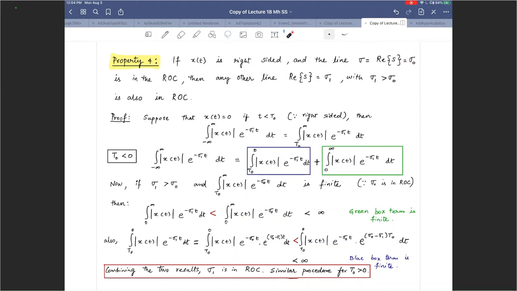So the property is, if x of t happens to be a right-sided signal, that means that it is bounded on the left, and there is a line sigma equals sigma sub 0 in the ROC, then any other line sigma 1 with sigma 1 greater than sigma sub 0 is also in the ROC. All of this means one thing. If you have a right-sided signal, then the region of convergence will be to the right of the rightmost pole. But it's a different way of saying that.